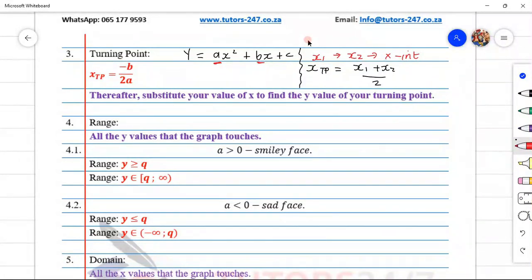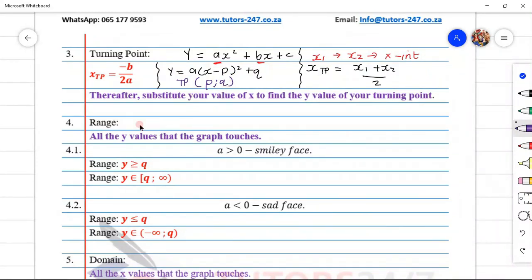Now, the last and final method that you can use is to use your turning point form. So we know that our turning point form is given by y equals a(x minus p) squared plus q. And our turning point coordinates are given by p and q.